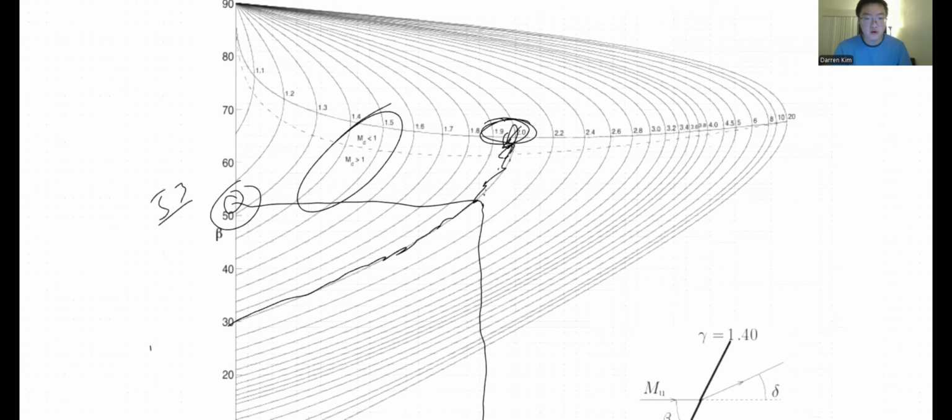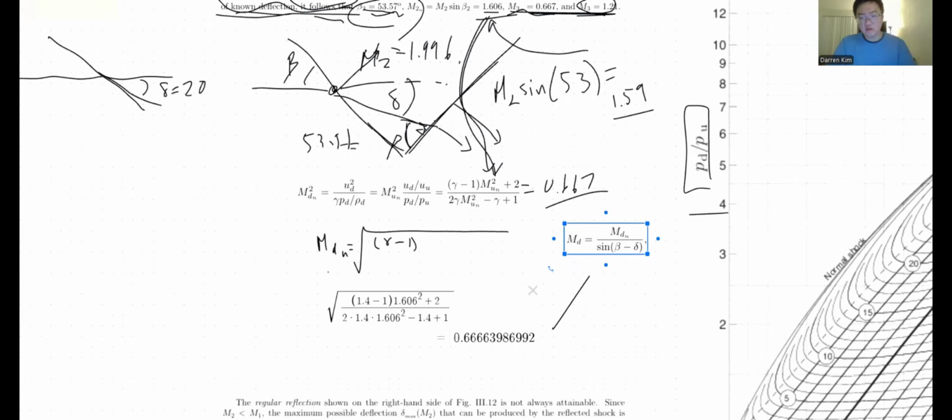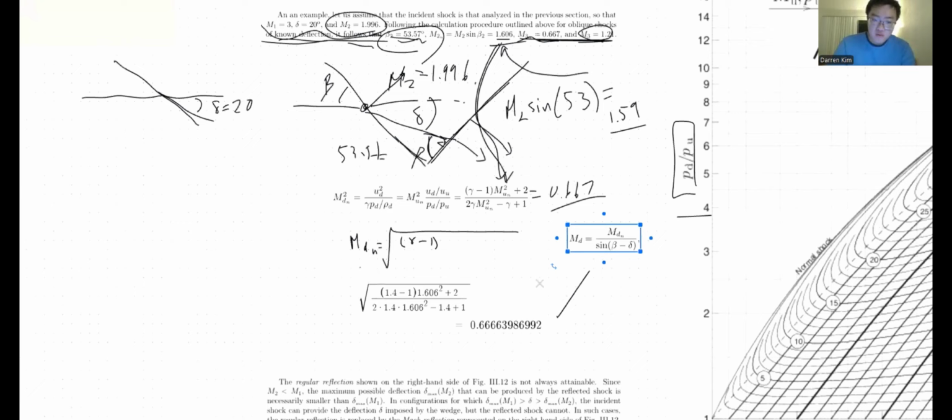Now, we need to get M3, right? How do you get that? Okay, I think there's an equation. Can we just look at this thing and figure it out? No, because it's M_D, it doesn't have that. Okay, so I need to look up how to get that. I think it's in the notes in the book. So over here we have beta minus delta, and we need to get beta and delta.